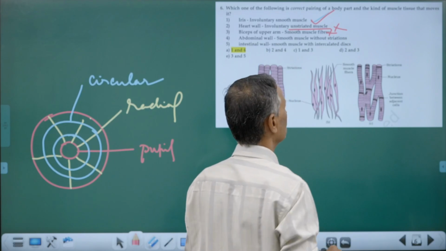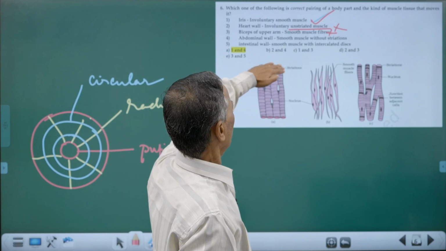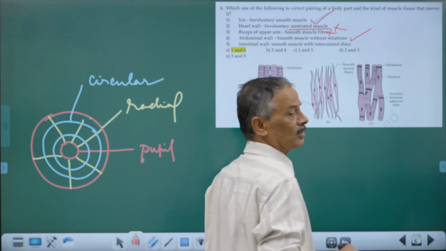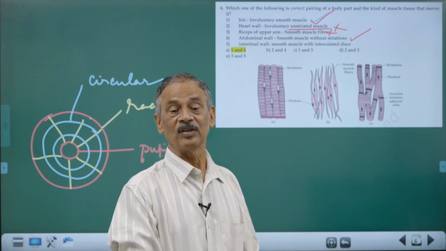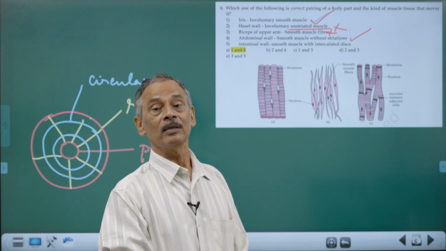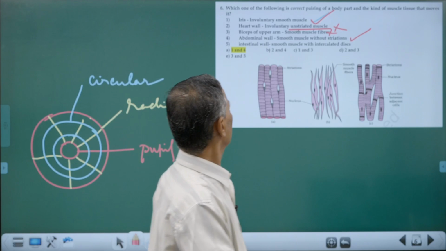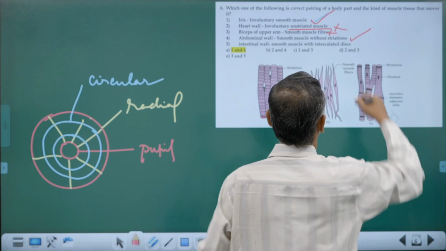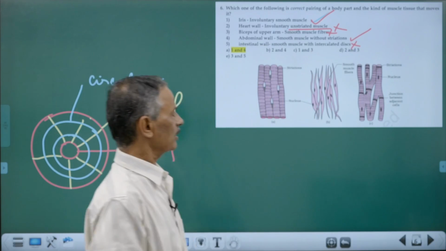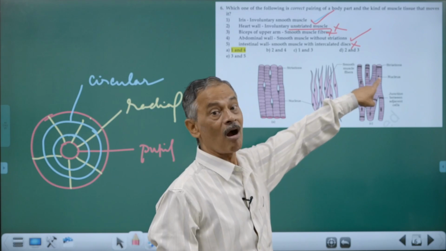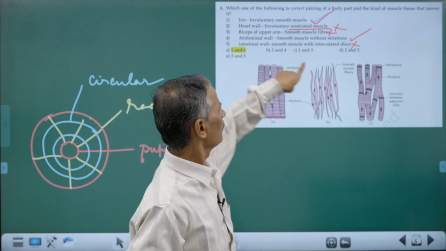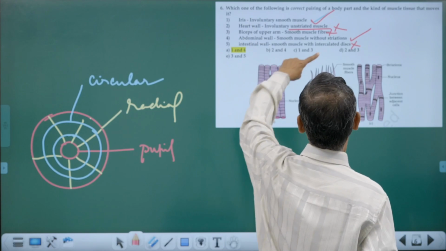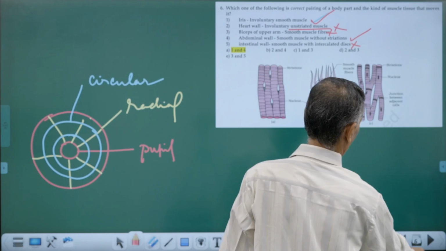Abdominal wall. In the abdomen, smooth muscle without striation. In the abdominal wall, it is involuntary. It is having smooth muscles, correct? Intestinal wall, again, smooth muscle with intercalated disc. Intercalated discs are characteristic of only heart muscles. Okay, so that is wrong. So, what are all correct? 1 and 4. The option is apple.